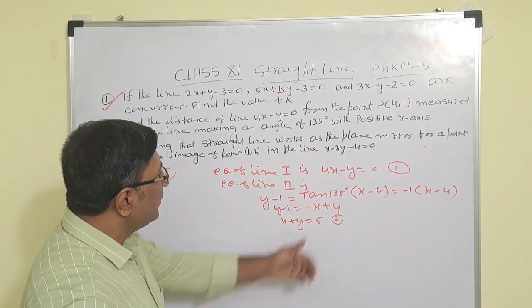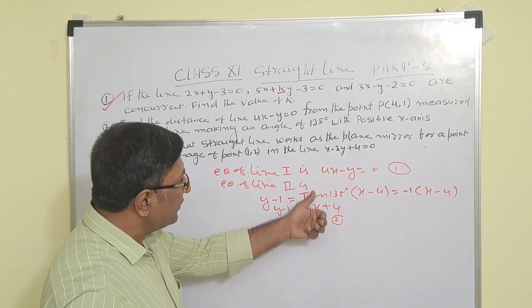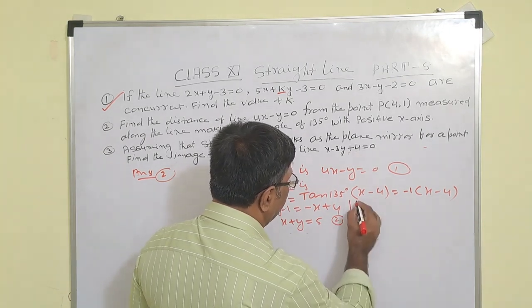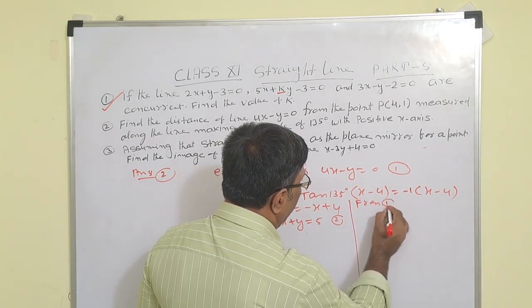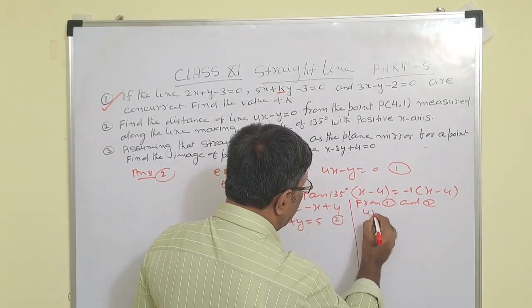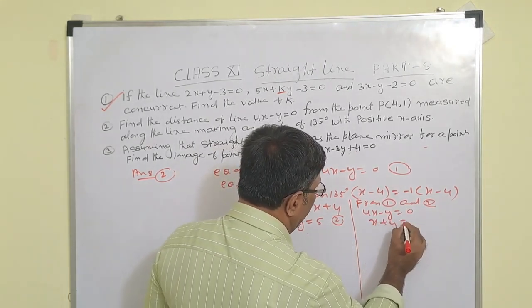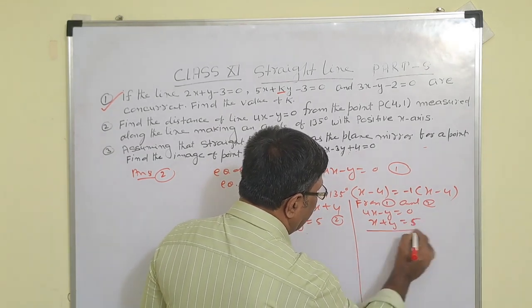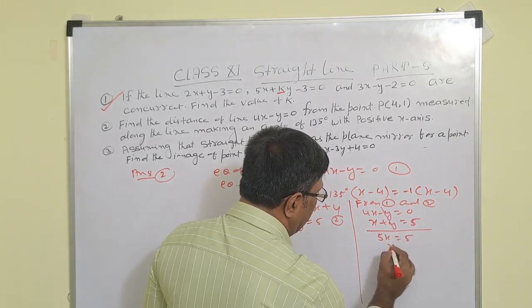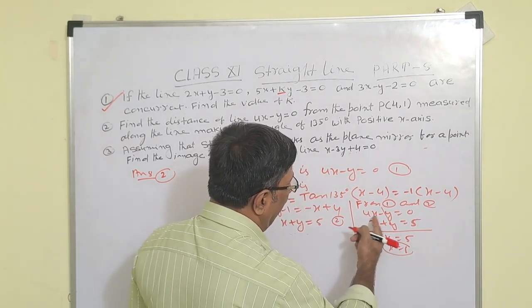So now we have equation 1 and equation 2. Solving these two equations, we will get the point of intersection. So from the first and second equation: the first equation is 4x minus y equal to 0, and the second equation is x plus y equal to 5, right? When we add these two equations, y cancels. We will get 5x equal to 5. So x equal to what? 1. Now put the value of x in equation 1 or equation 2.